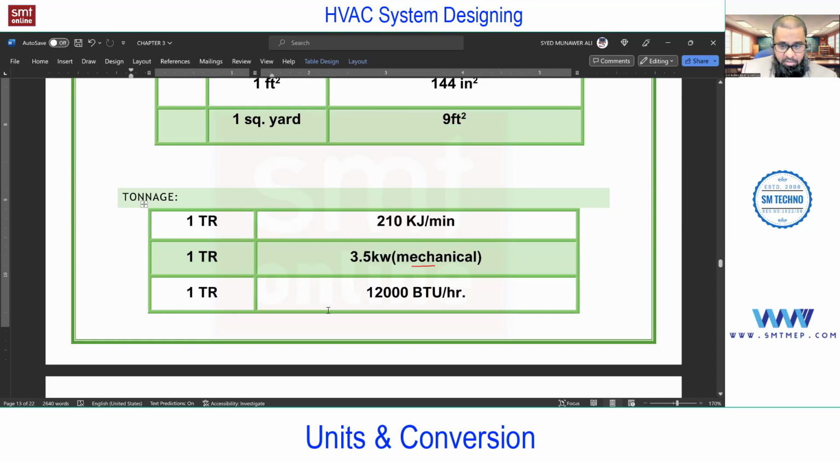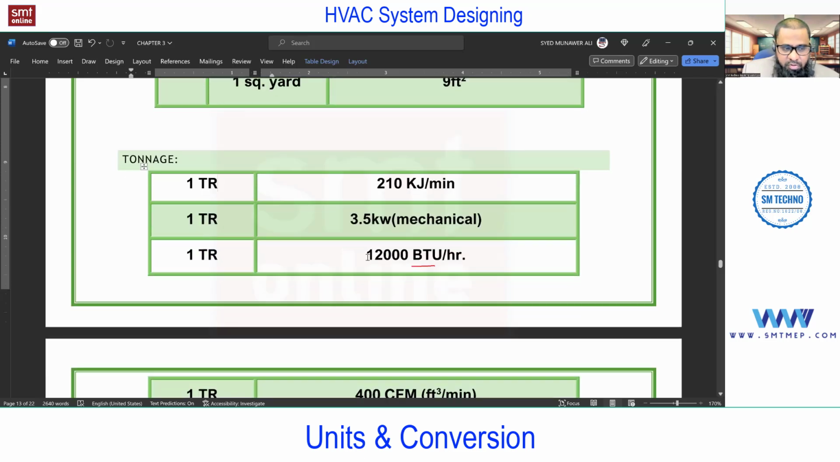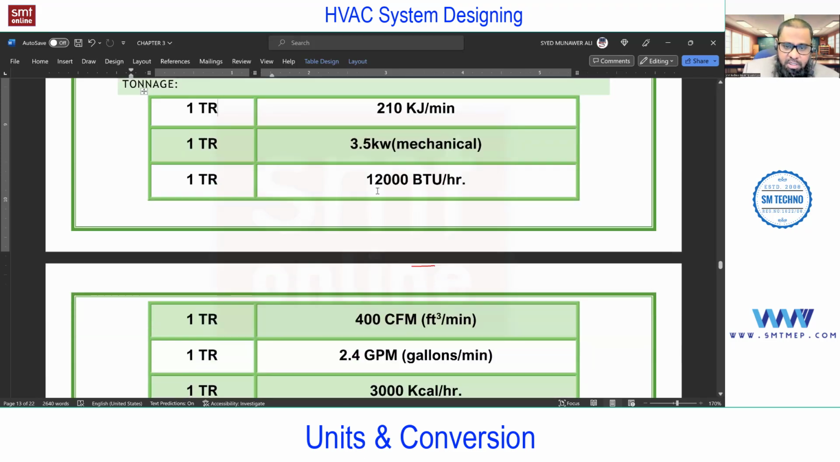12,000 BTU per hour means if you want to extract 12,000 BTU per hour, you need to use 1,000 kg of ice. And when it melts, the cooling effect produced is 12,000 BTU per hour. We discussed this, so you are able to visualize this, right? We discussed this topic in unit of refrigeration. So these conversions are basic.